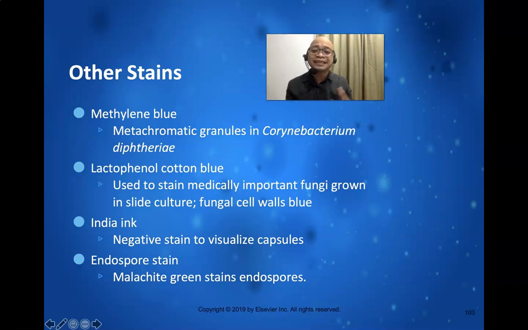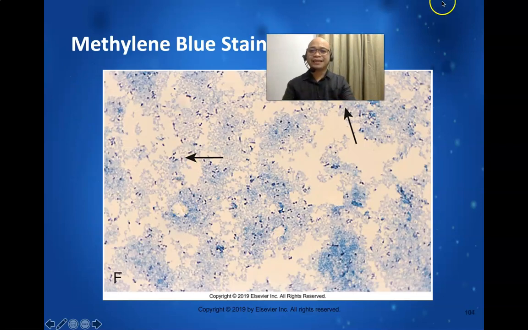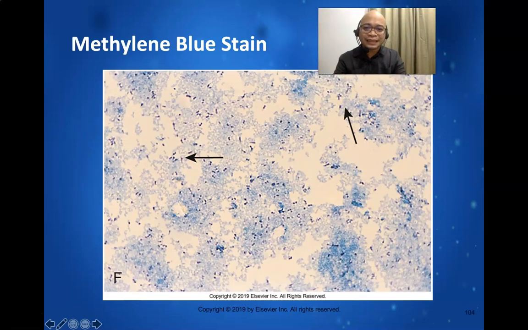And then the India ink stain, the one that I discussed in the previous lesson. It is a negative stain that can visualize capsule. The negative stain will stain the background instead of the actual capsule, wherein the capsule appears to be colorless. And then the endospore stain. The most common example of an endospore stain is malachite green.